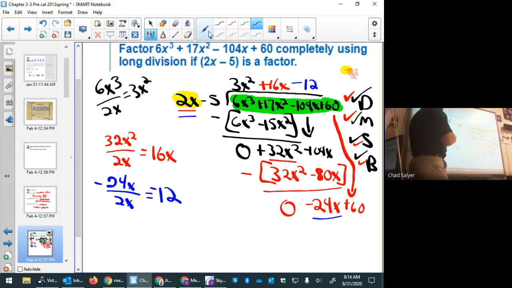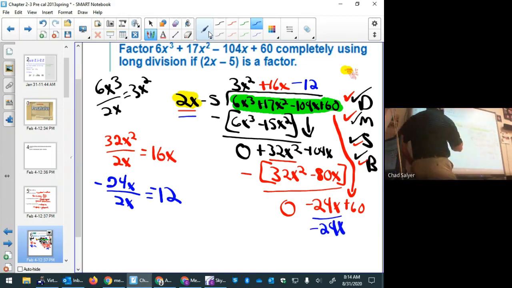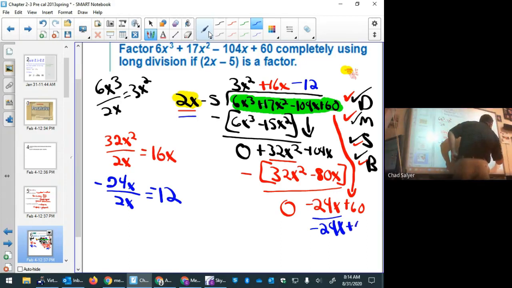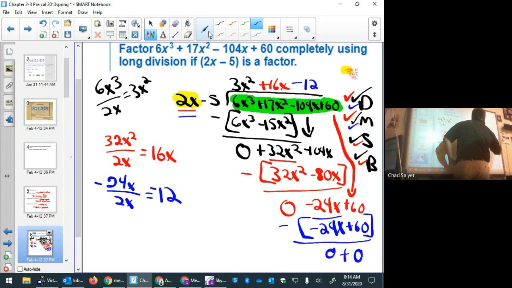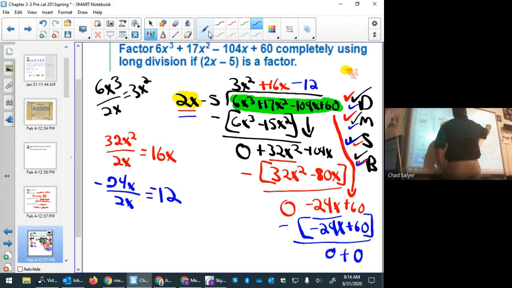Forget the signs matter. So negative 12 times 2x is negative 24x. There we go, I knew those had to be the same. And then negative 12 times negative 5 is plus 60. So when I subtract here, I've divided, I've multiplied. When I subtract here, I'm going to get 0 plus 0. There's nothing left to bring down, so we're finished with this problem. And this is the quotient.